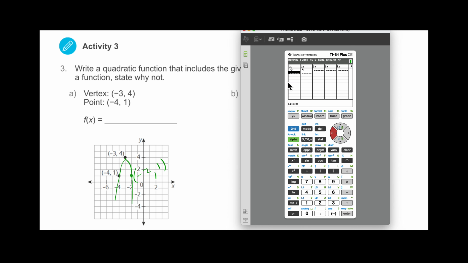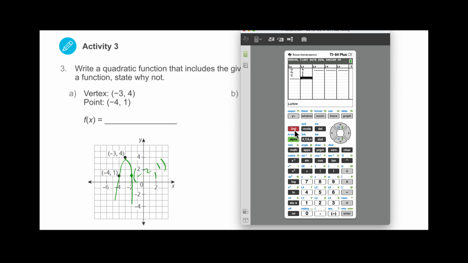Then I'll go back to L1. I'll put the negative 4, and then its corresponding y value is 1. All right, so I'm looking at these points right here. I put in the vertex. I put in this point. And remember, I looked at the graph and I figured out the other point. The other point had to be negative 2, 1. So I'm going to throw that in as well. Negative 2, comma, 1. Now I'm going to show you a little trick. Ready? All of our points are in.